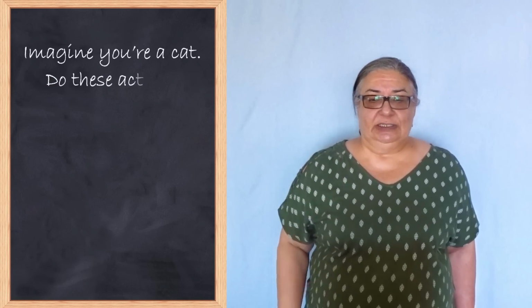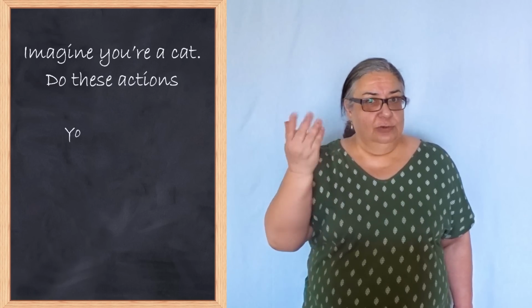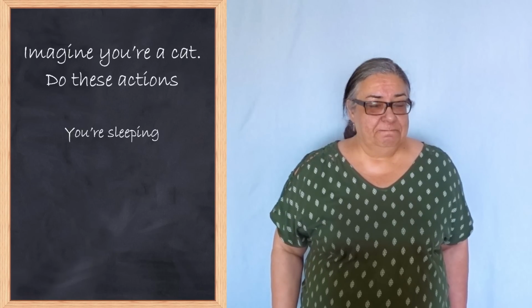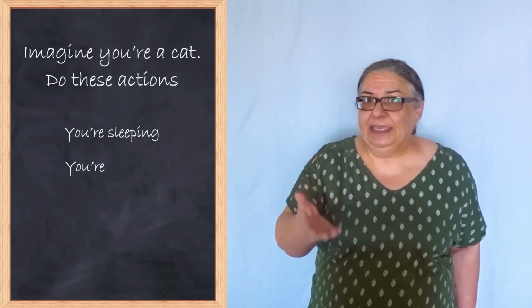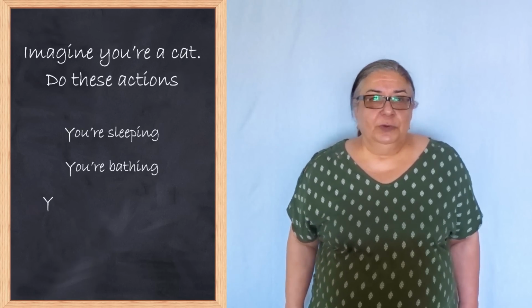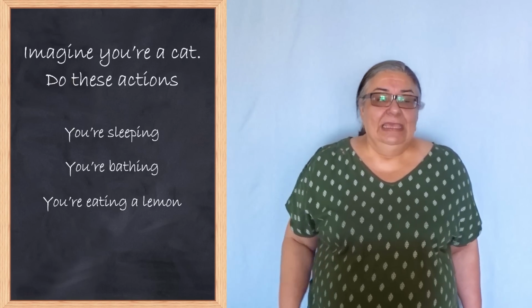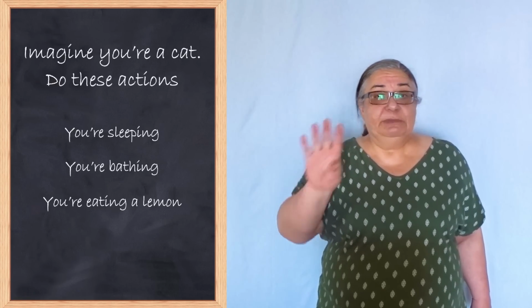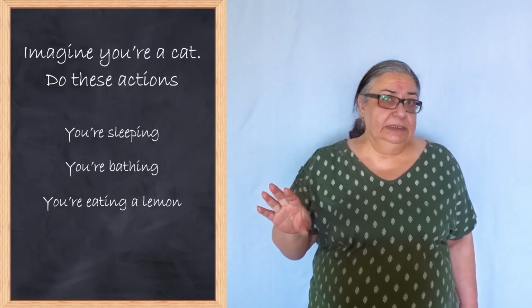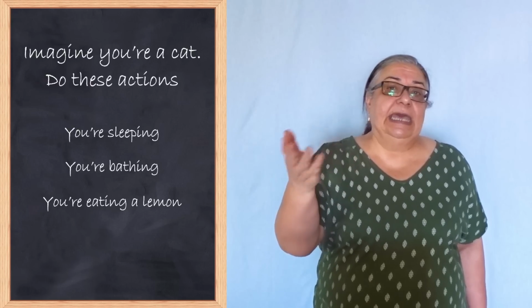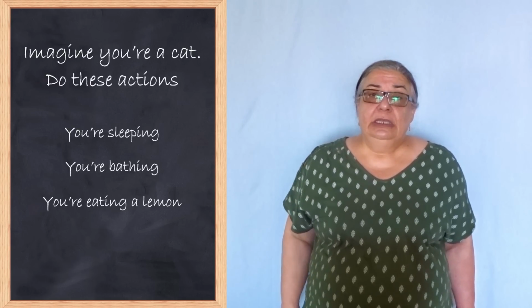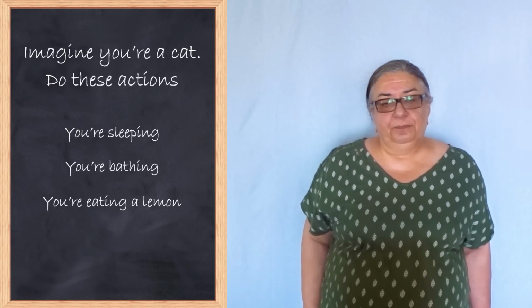In order to address bodily kinesthetic intelligence, how about this activity? Imagine you're a cat. Do these actions. You're sleeping. You're bathing. You're eating a lemon. Well, you may skip the imagine that you're a cat part, and then you can just say act out. That is also a possibility.